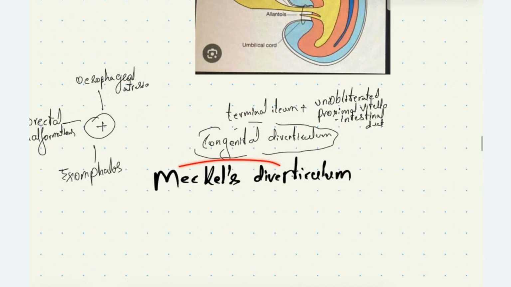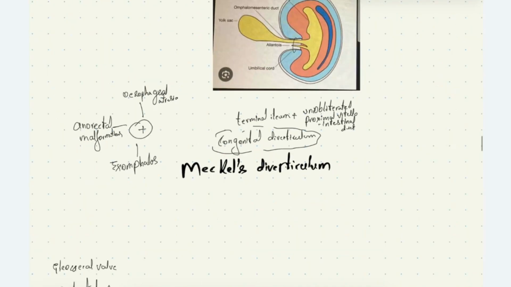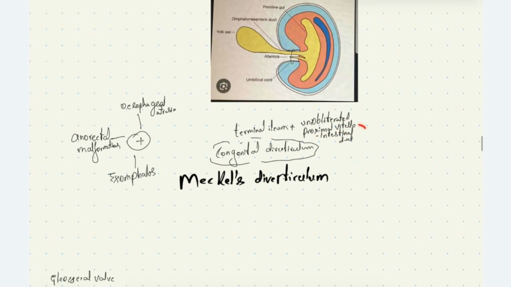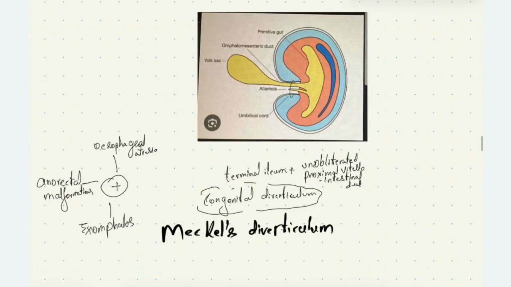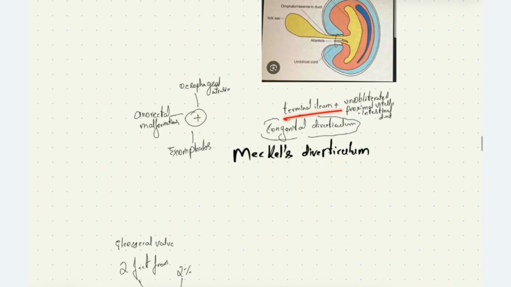Meckel's diverticulum is a congenital diverticulum involving the terminal ileum and the unobliterated proximal vitello-intestinal duct. The vitello-intestinal duct is a duct which connects the yolk sac to the developing midgut. The proximal unobliterated part of the vitello-intestinal duct, along with the terminal ileum, forms Meckel's diverticulum.